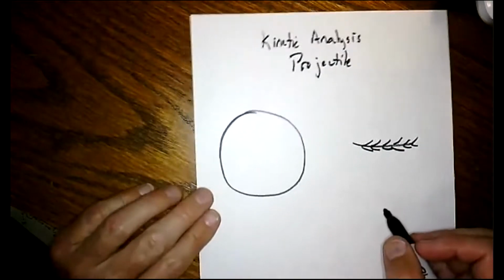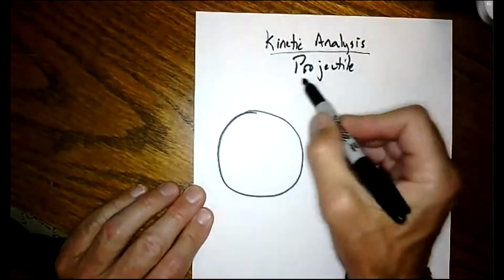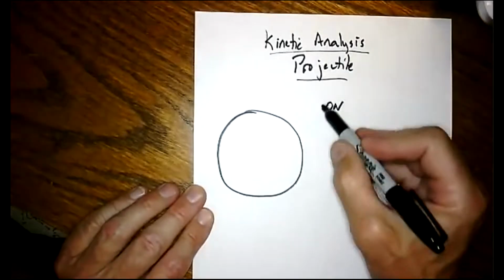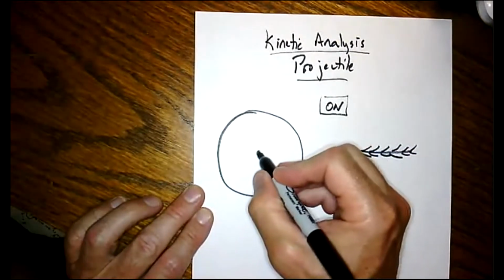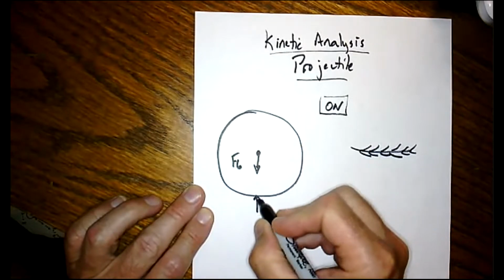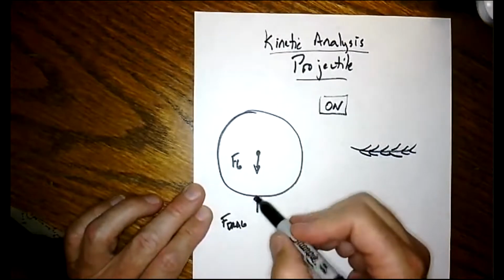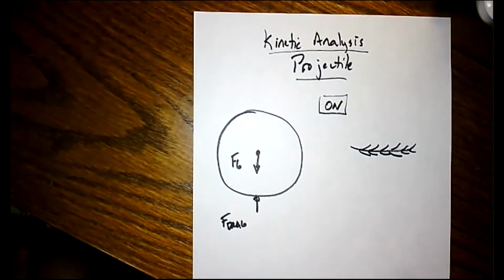What forces are acting on this object? In the kinetic analysis, we identify forces acting on the object. Okay, this is key. We have gravity, and we have drag force. Now notice right now, I drew these the same length, representing that they're the same magnitude. We're going to actually see that that's not always the case.